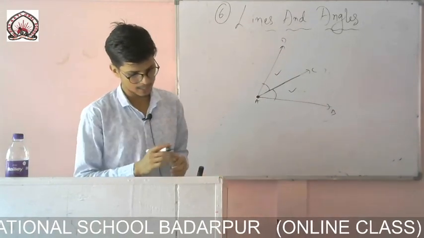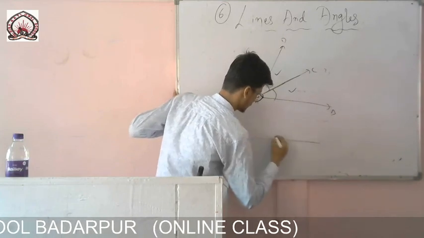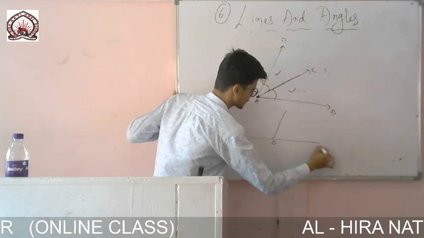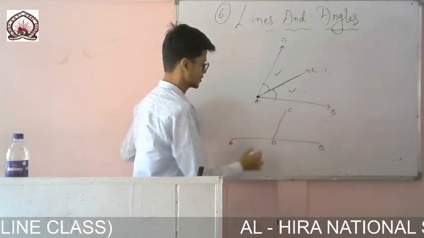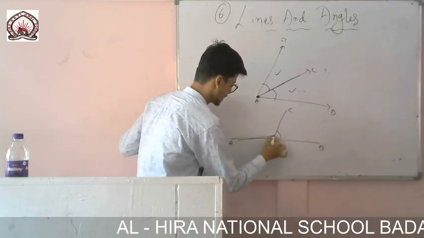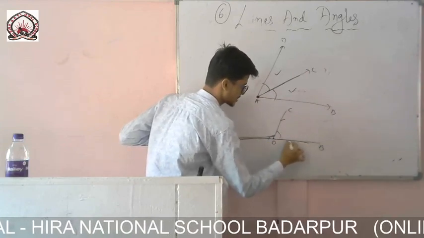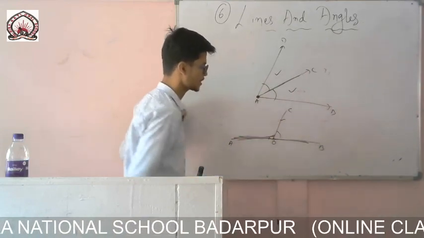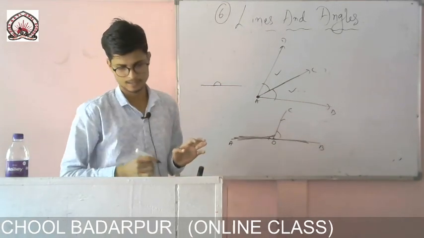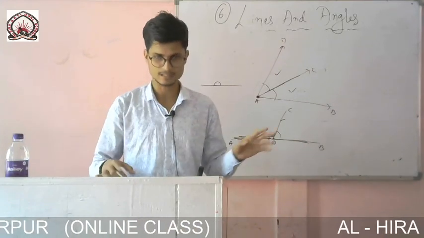Then comes a linear pair. Suppose I have drawn angle AOB and this one BOC. These two angles are said to be a linear pair if the non-common arms form a straight line. This is the common arm, and this side is a non-common arm, and this one is also a non-common arm. If after adding both the non-common arms they form a straight line, then we say that these angles are a linear pair.